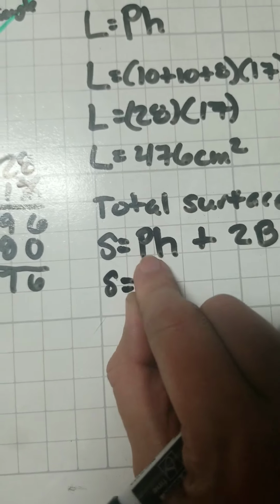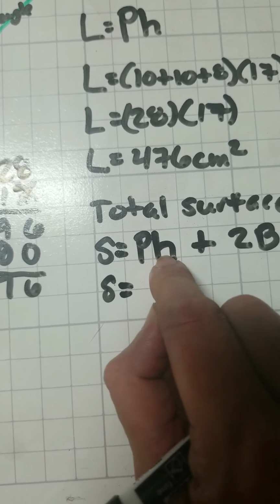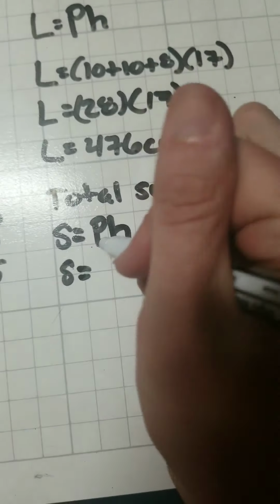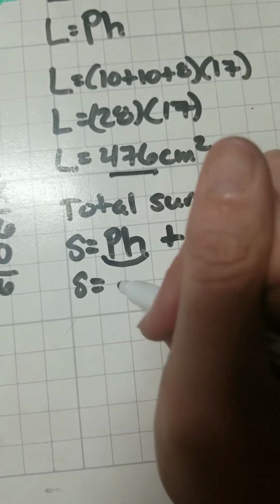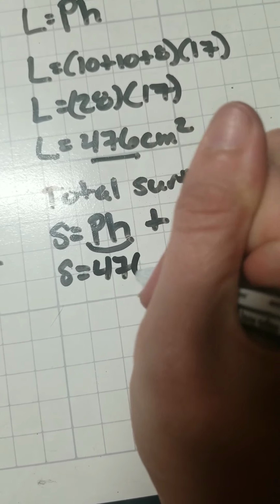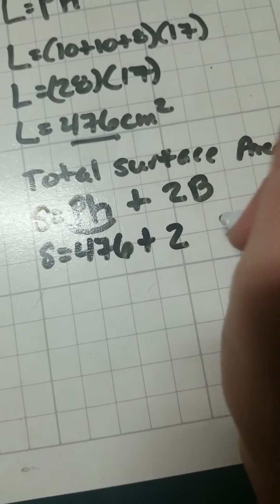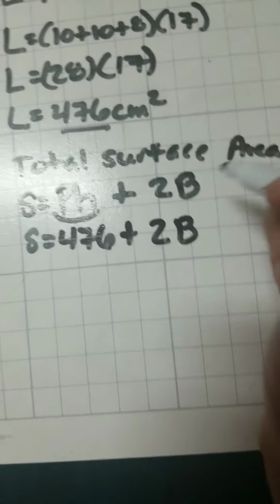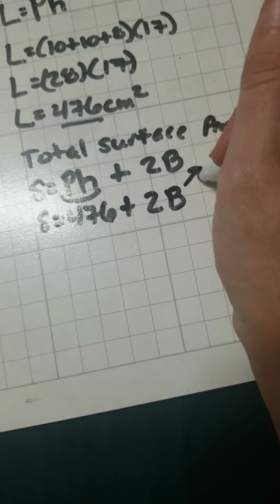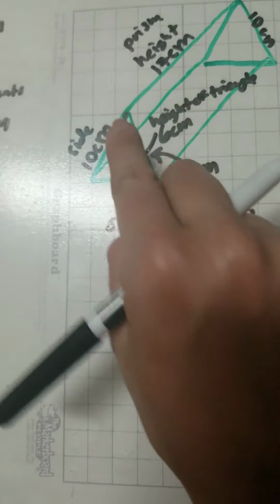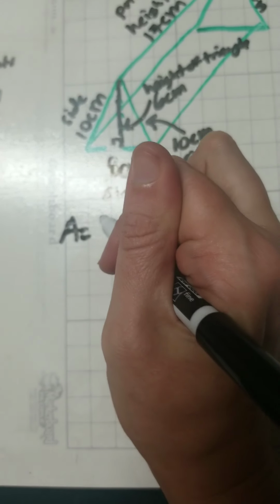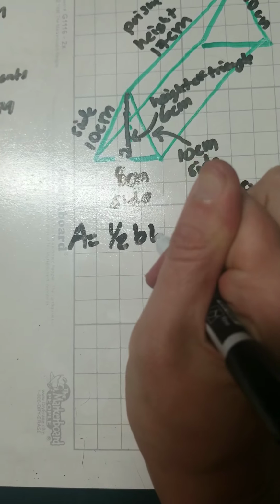So total surface area is, I'm going to use 476 in place of this because it's the same thing. We just found this. So instead of perimeter of the base times the height, I'm just going to use what we just found for that. So we do 476 plus 2 times area of the base. Now let's talk about area of this base. This base is a triangle. So to find area of a triangle, we use the formula 1/2 of base times height.